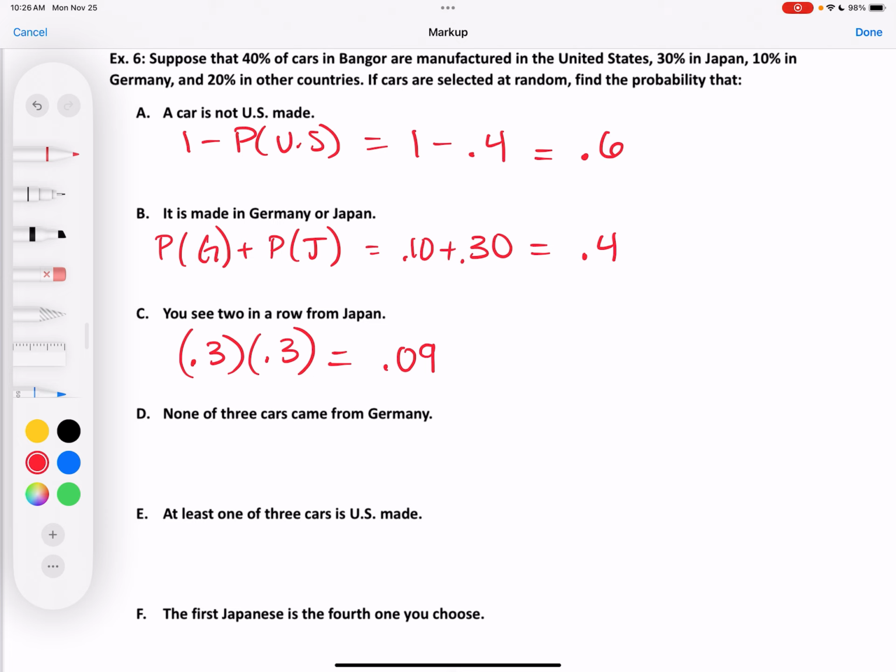None of the 3 cars came from Germany. So we want everything that's not Germany. Basically, it's 1 minus the probability that it came from Germany, and we have 3 cars in a row like that. 1 minus the probability of Germany gives us 0.9. Then 3 cars in a row that are not Germany would be 0.9 times 0.9 times 0.9, or 0.9 cubed, and this comes out to be 0.729.